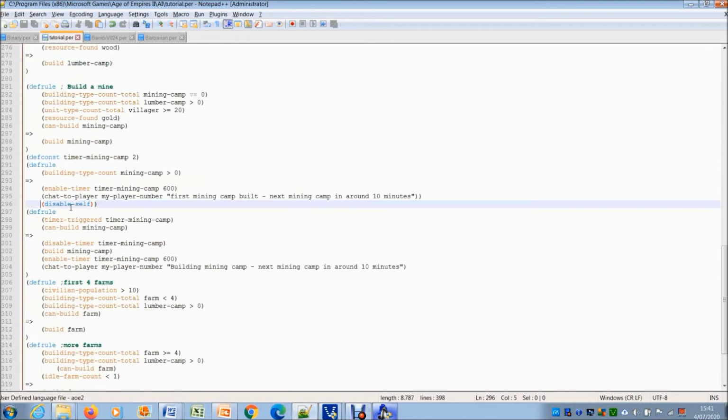Invalid keyword disable self. And what is wrong? Something with the bracket. Okay, I will stand here at the beginning of the def rule and I see here is a double bracket put by mistake, so we will delete this bracket. This closes the def rule.